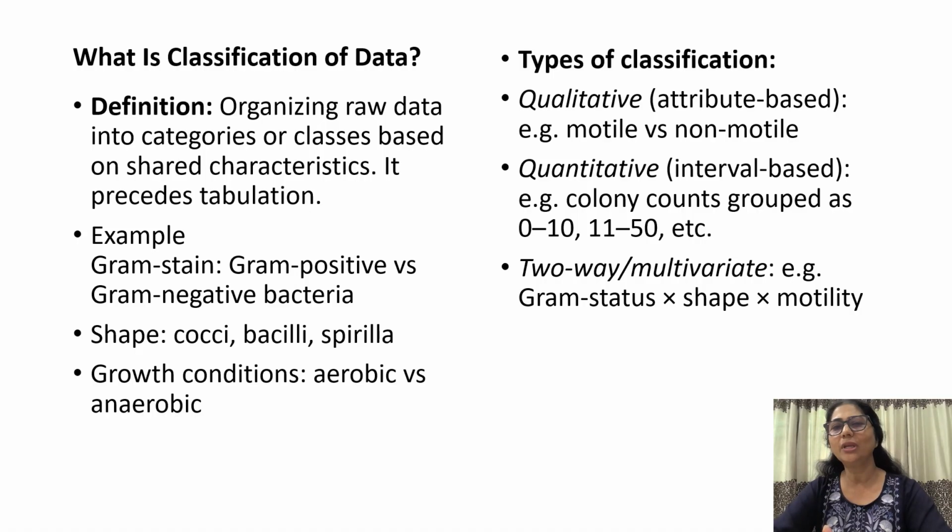And the multivariate or two-way: we are going to classify data on the basis of more than one variable, like gram status, shape, and motility. Such kind of classification is a multivariate type.